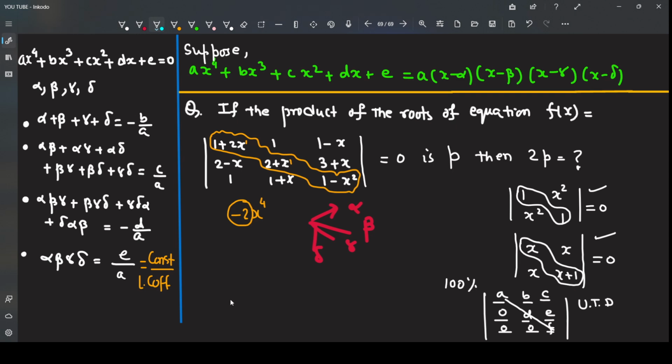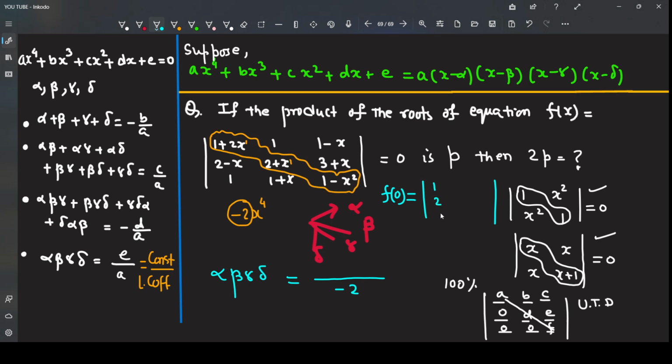Okay. So we can say that the product of the roots, alpha, beta, gamma, delta, is equal to the constant term over the leading coefficient, that is -2, because you are dealing with a biquadratic polynomial equation. So how do you get the constant term? Since it is a polynomial equation, if you want to find the constant term, just put x equal to 0. So f of 0 will give the constant term.